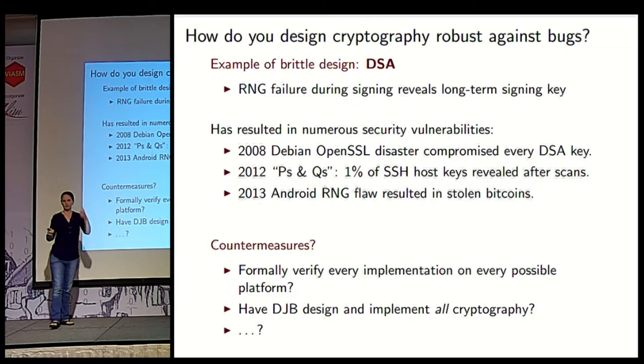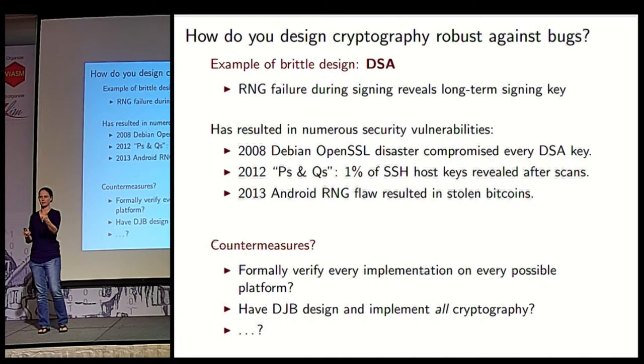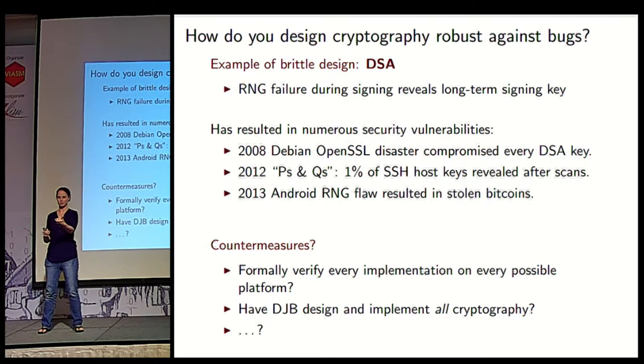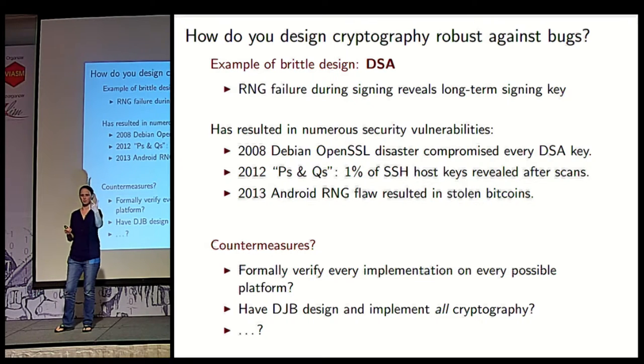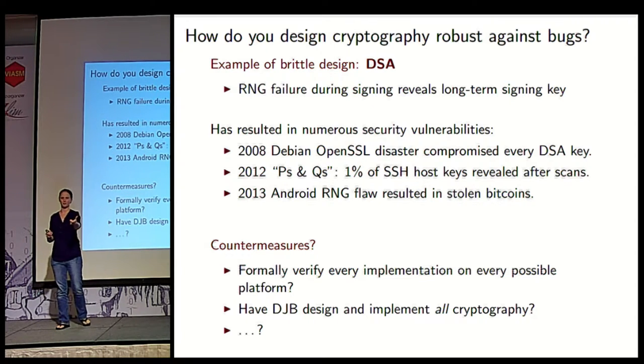And with this design of requiring randomness for every single signature, the way DSA works, if the adversary knows the randomness that was used to generate one signature, they can compute the long-term secret key from just one signature. So this means that if you ever use your perfectly well-generated key on some system that has a bug, then you can lose the security of your long-term private key. And this has come up over and over and over again in practice.